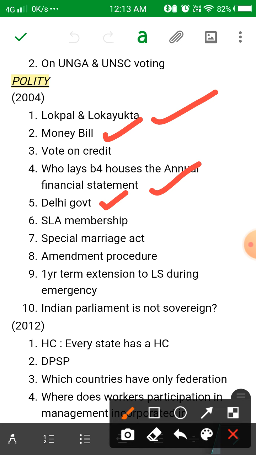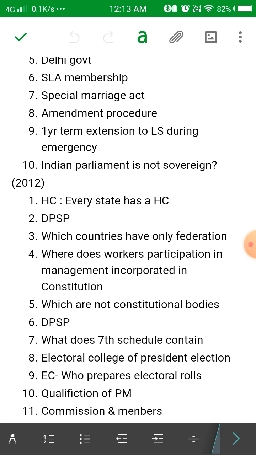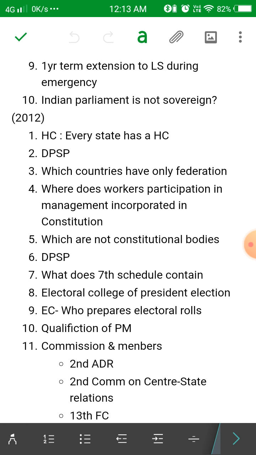Next is the state legislative assembly membership. We had a question with respect to the special marriage act, like what are the religions which are included in the special marriage act. Then we had a question on amendment procedure, and next one is when do we have this extension for Lok Sabha, and for how long. And one question was related to the Indian Parliament, like whether it is sovereign or not, and if not, why it isn't so.